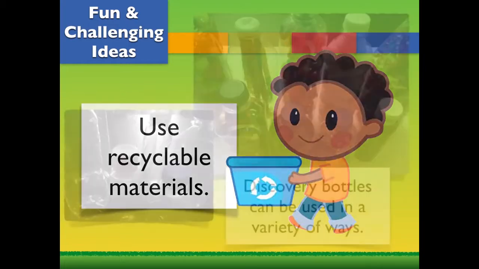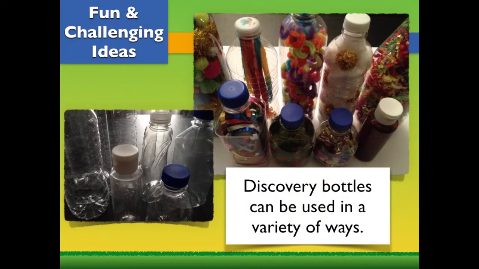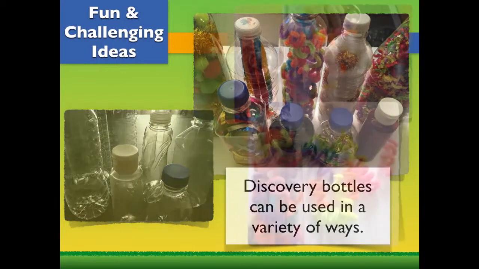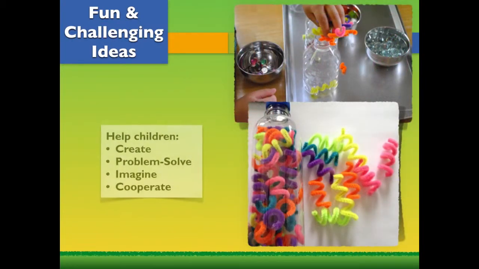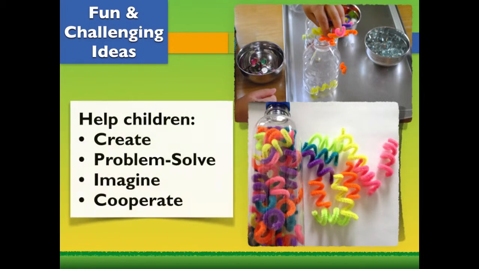Here's an example. Discovery bottles can be used in many meaningful ways in your classroom and outside play area. Provide empty, clean, and dry water bottles with caps, as well as recyclables such as bells, different sized pom-poms, ribbon, buttons, spangles, and shredded paper. Your goal is for the children to create, problem solve, and use the materials in imaginative and cooperative ways.